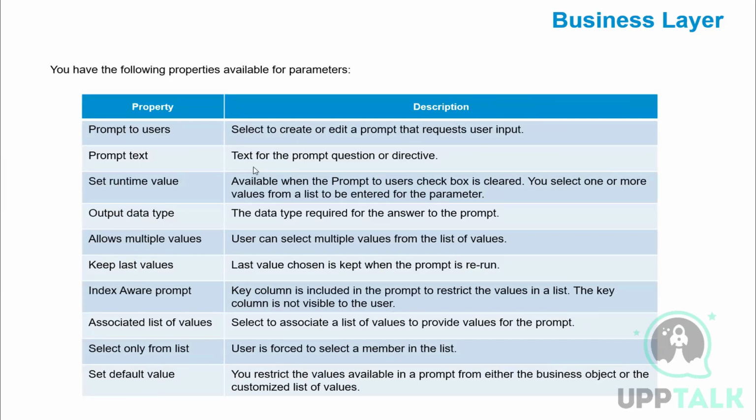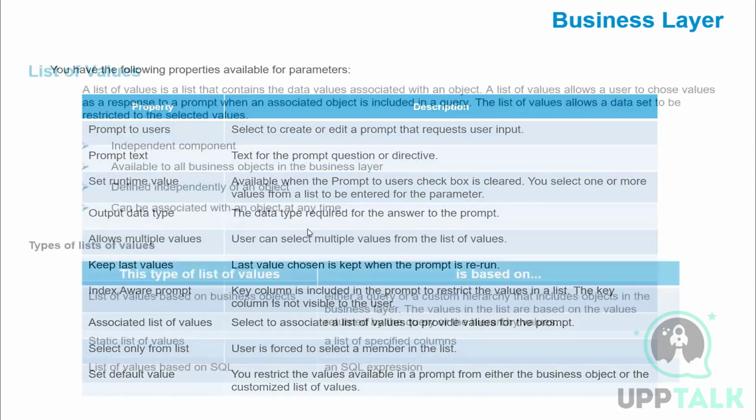For prompt text, we mention the text we want, like select year to refresh the report from the given list of values, so that whenever the user refreshes the report, the same text will appear. After seeing that text, the user will select from the given list of values. So these are some of the properties available.